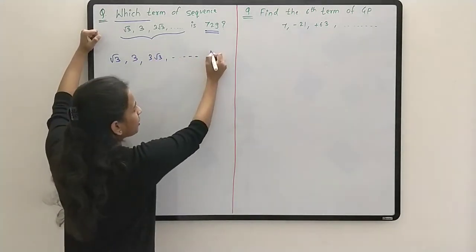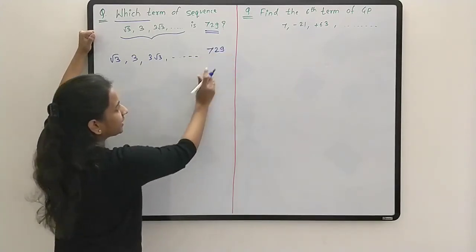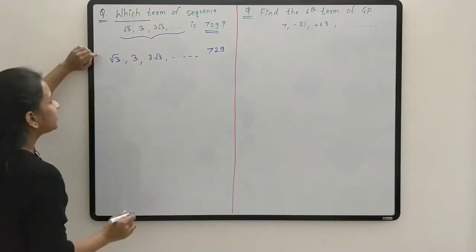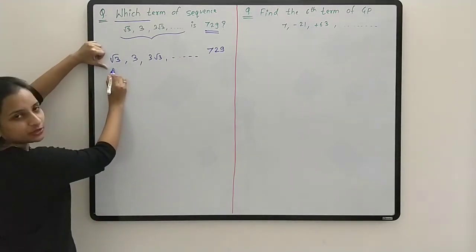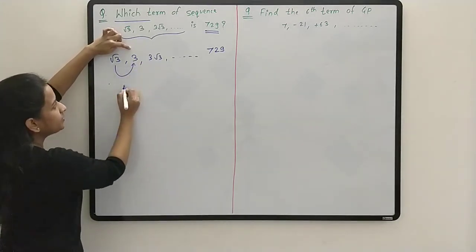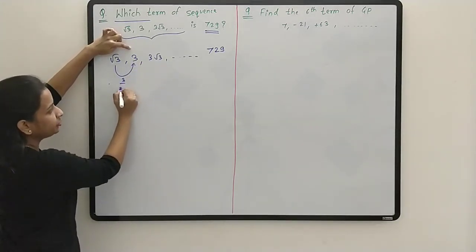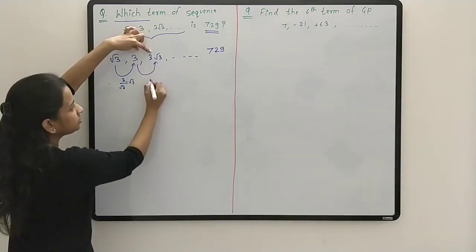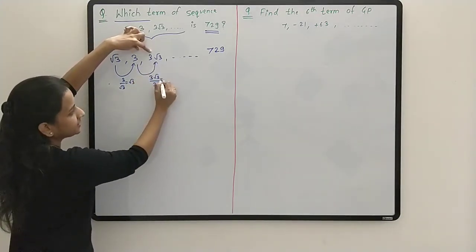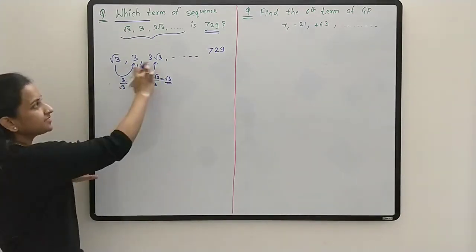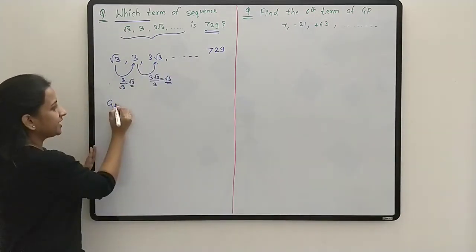And at one point you will get 729. We have to find which term is this. Here first term is root 3, second term is 3. So here common ratio is 3 by root 3, that is root 3. Again here common ratio is 3 root 3 by 3, root 3. So common ratio is constant. So we can say this is GP series, right?